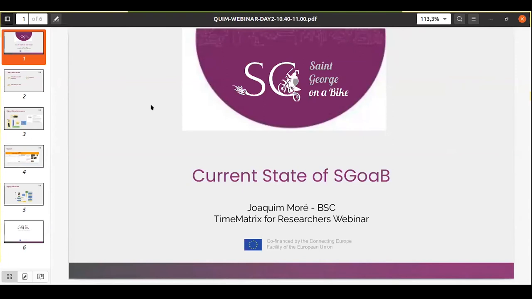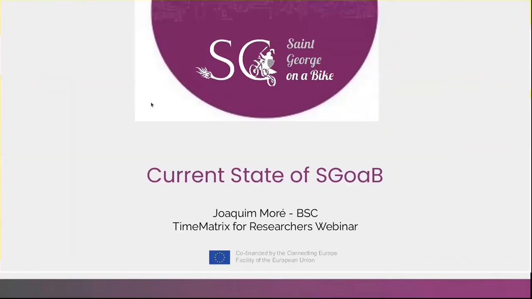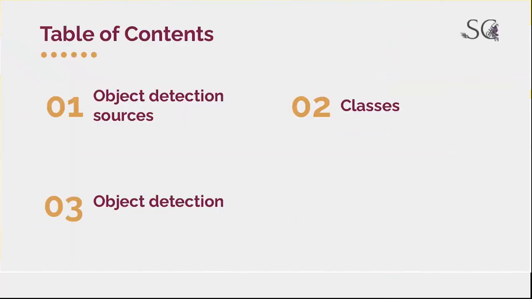So now it's time to show the current state of the art of St. George on a Bike. Just to resume the view of the things we have done and the things that are done in the backstage of the TimeMatrix activities and tasks. So the state of the art contents will be the tasks and the work on object detection sources, then on process, and then on object detection.